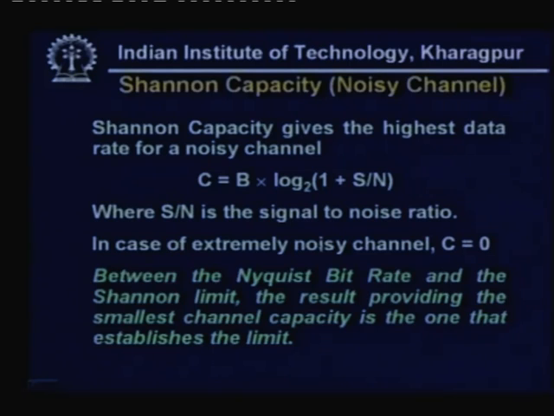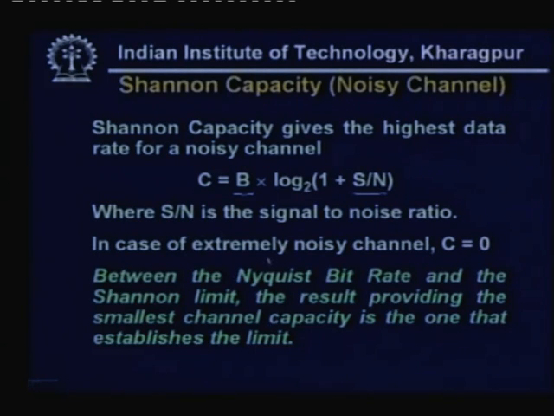Now for a given signal to noise ratio, the Shannon capacity for a noisy channel gives the highest data rate, represented by C. Bandwidth is there, and it also takes into consideration the signal to noise ratio. So the Shannon capacity gives the capacity C is equal to B into log to the base 2 of 1 plus S by N, where S by N is the signal to noise ratio.